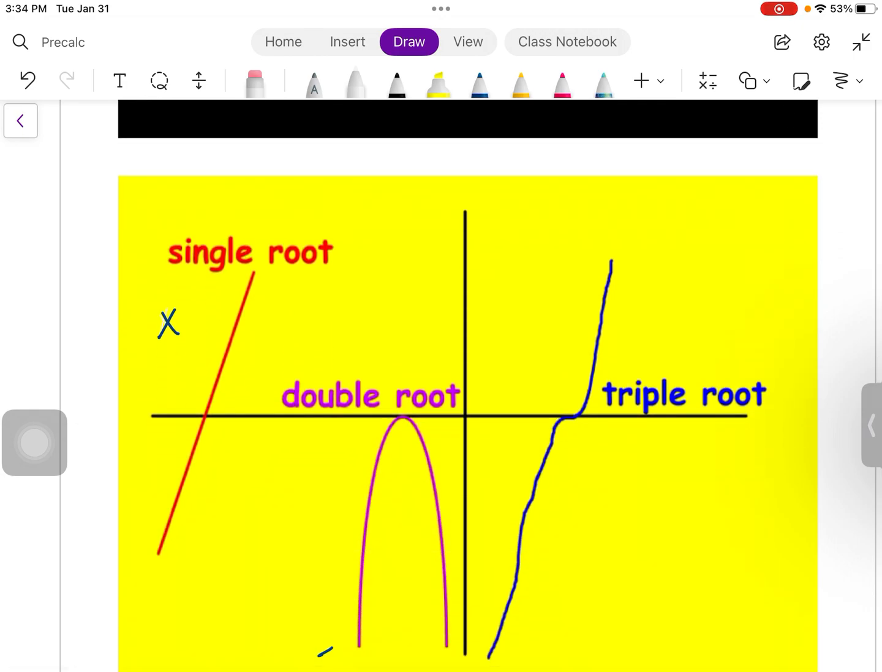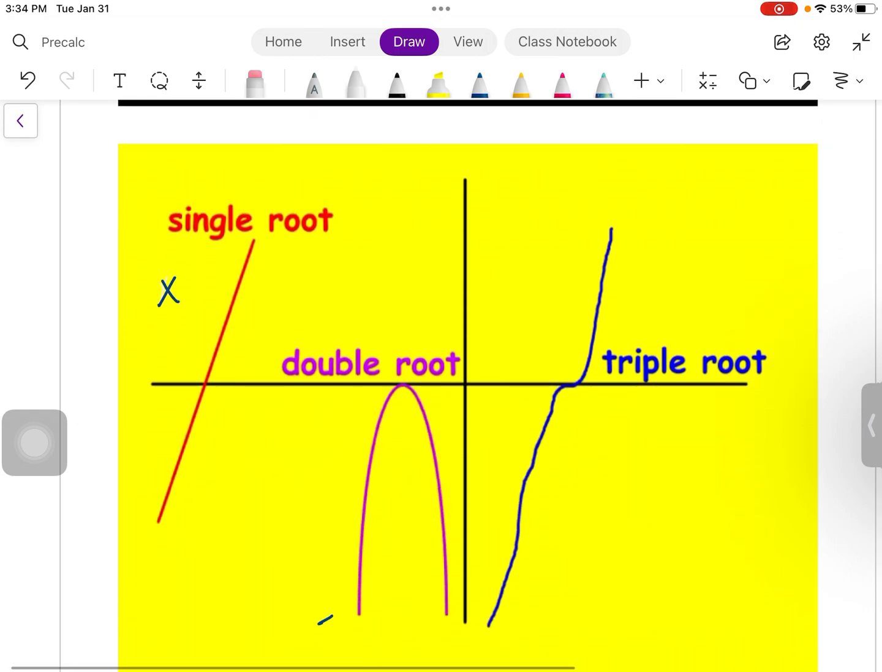Now, multiplicity. I could have a single root, so like x minus 3, that's not going to show up very well. Let's go x minus 3, set that equal to 0. x is equal to just positive 3. I get one single spot where it crosses the x-axis.